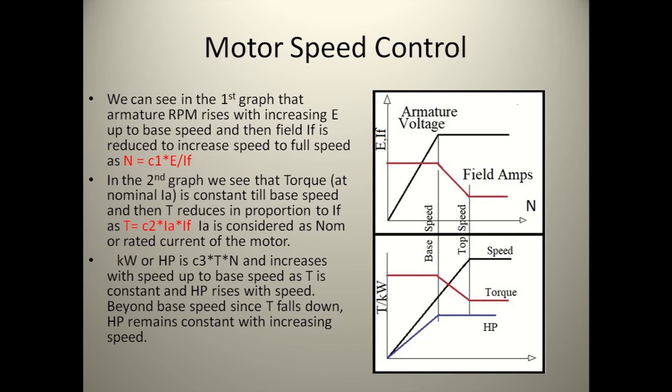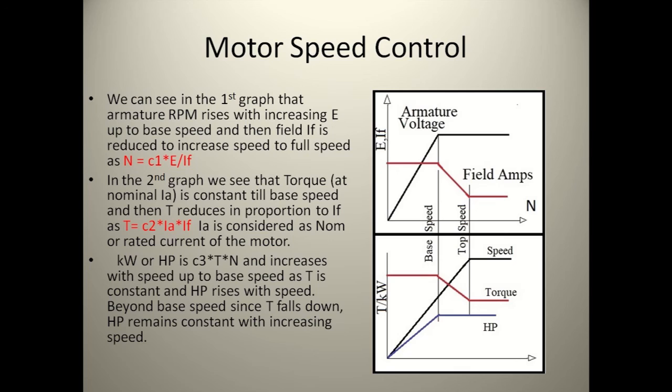DC motor control. We can see in the first graph that armature RPM rises with increasing armature voltage up to base speed, and then field current is reduced to increase speed to full speed. In the second graph we see that torque at nominal armature current is constant till base speed, and then torque reduces in proportion to field current.